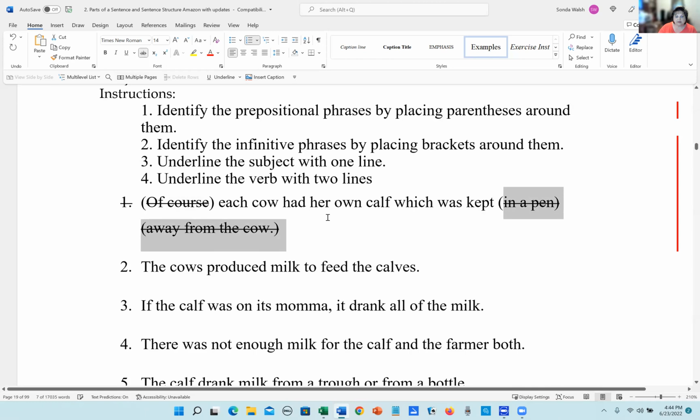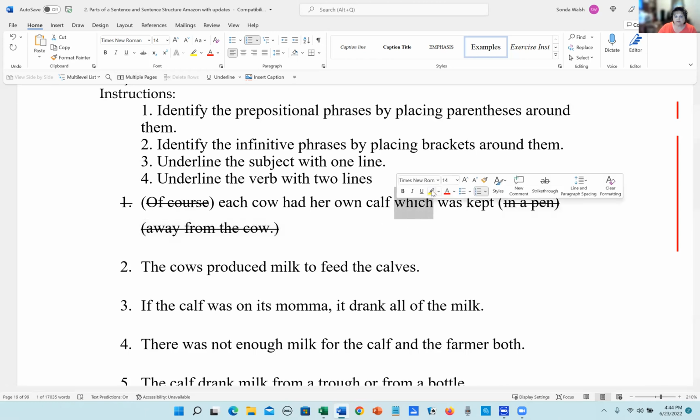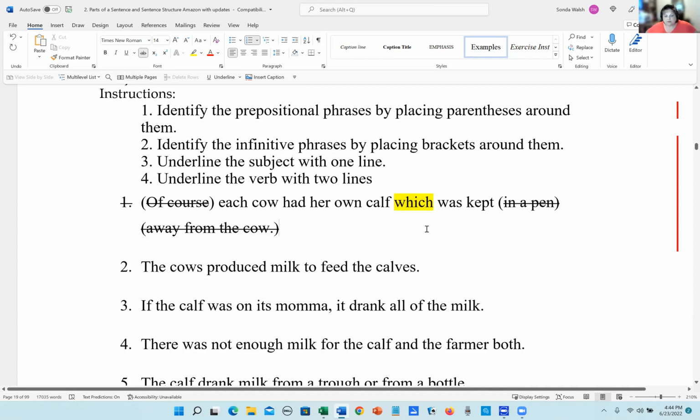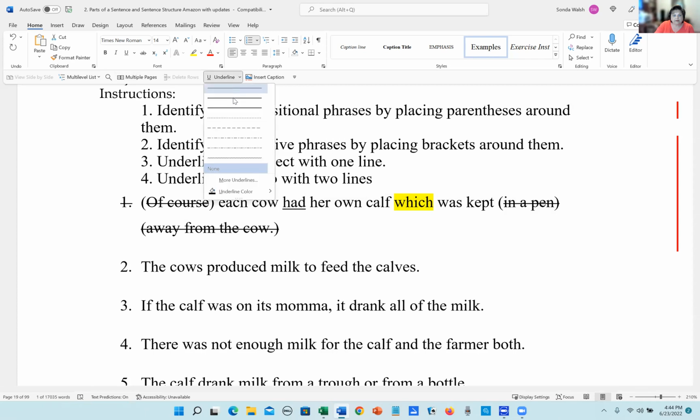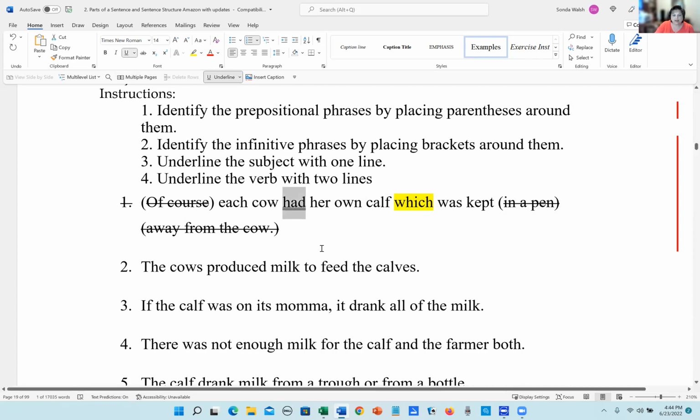So that leaves us, again, I have this word "which." That is a relative pronoun that's going to clue me to look for another subject and verb. Okay, so now I'm looking for a verb. "Had" is a linking verb. Underline that twice and ask myself, what had her own calf? Cow.